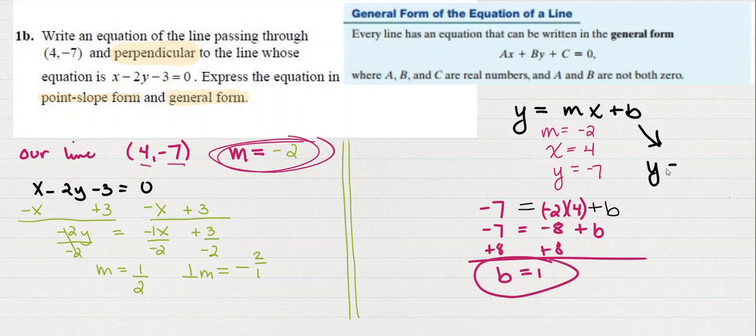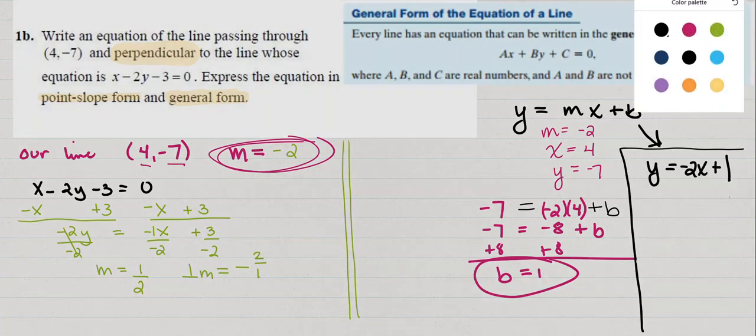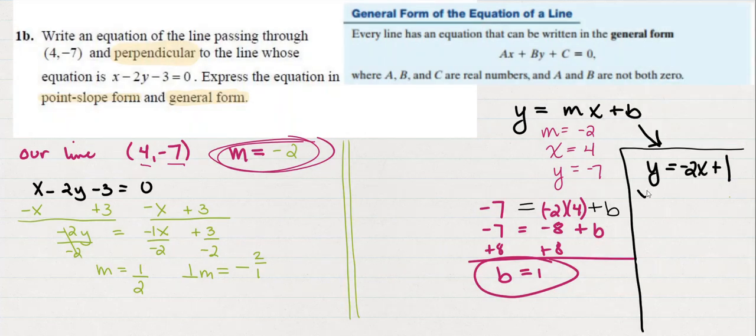Now I have b equal to 1, m equal to negative 2, so I can write the final equation as y equals mx plus b. So y equals negative 2x plus 1. That's the slope-intercept form. I could also write this in point-slope form, because I think this one asks us to give the answer in point-slope form.